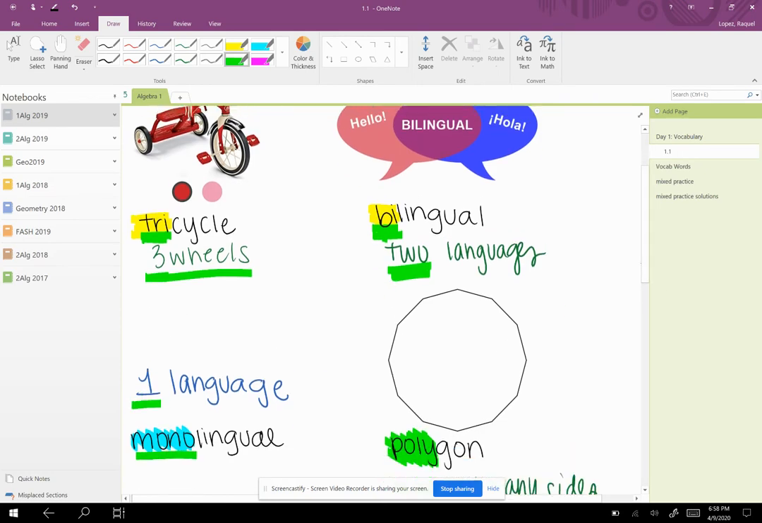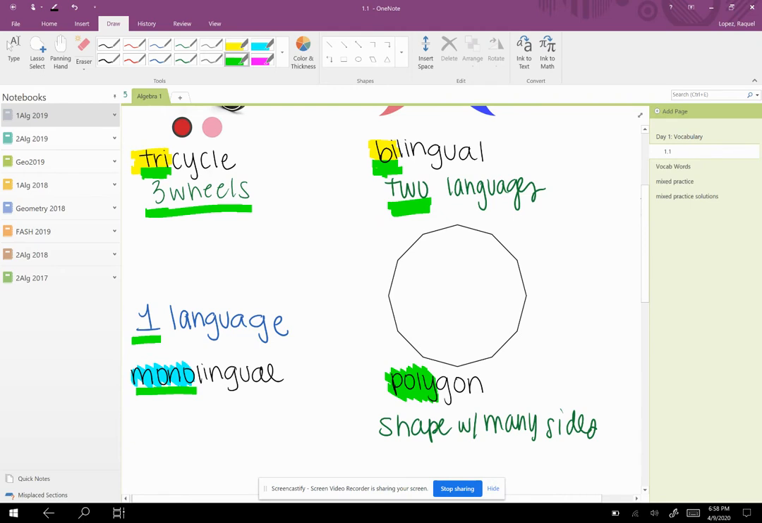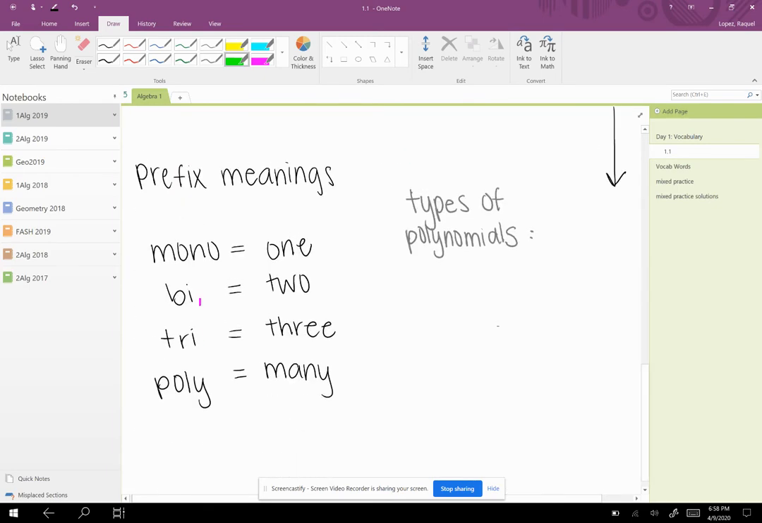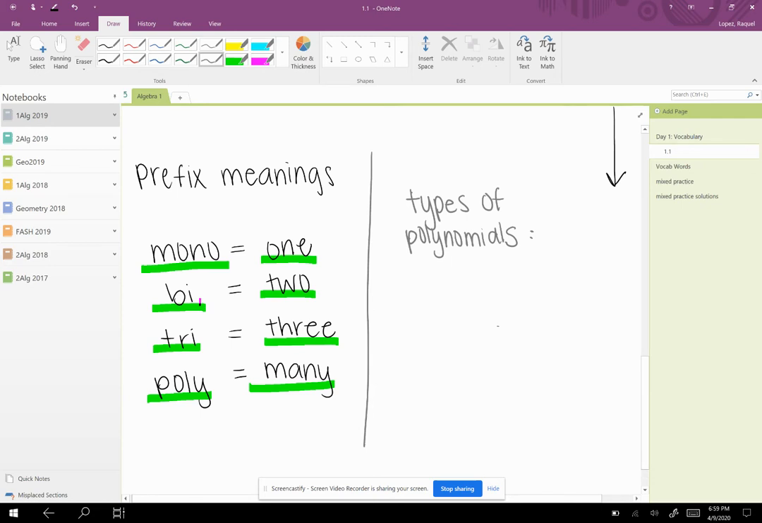And next year in geometry, you guys will be studying polygons. And polygons are shapes with many sides, okay? So these prefixes, just to summarize, mono gives us 1, bi gives us 2, tri gives us 3, and poly gives us many. Now, these prefixes are important because they help us identify types of polynomials. Now, polynomials are expressions.